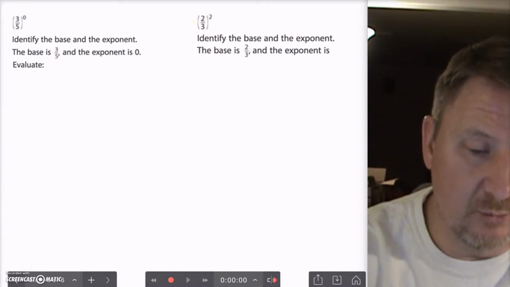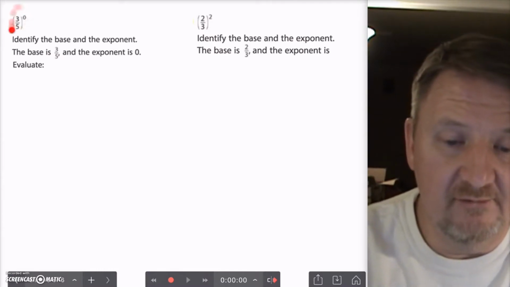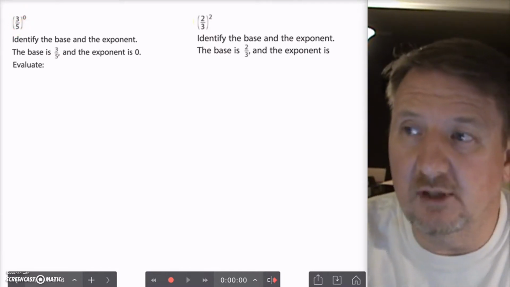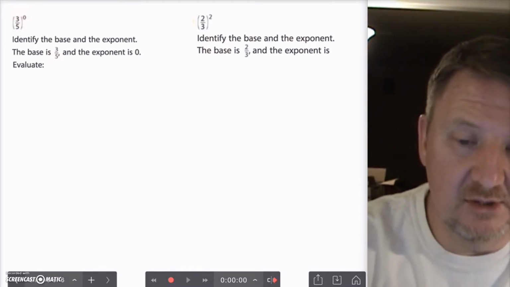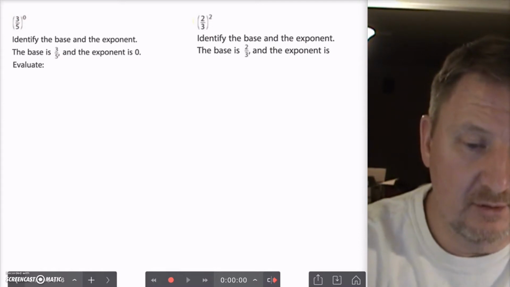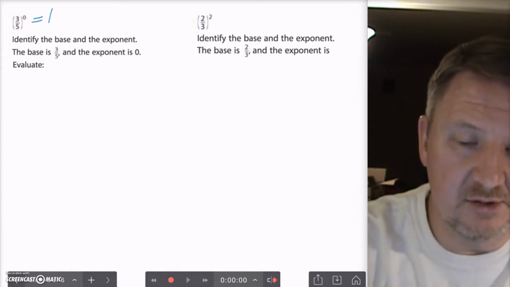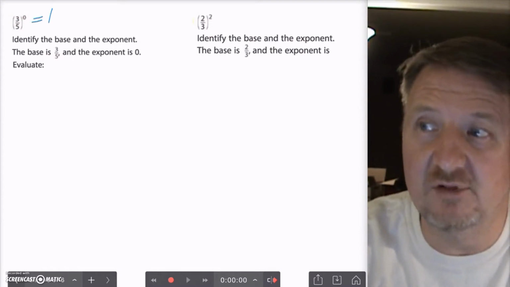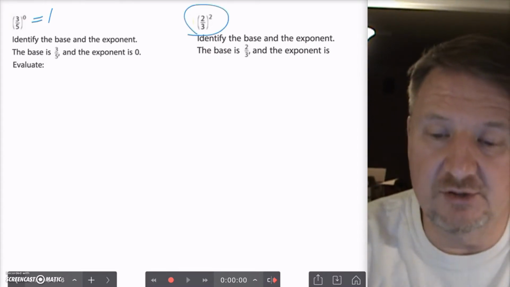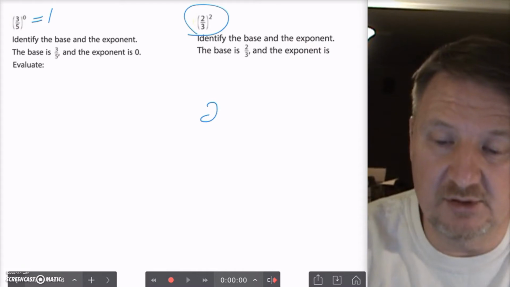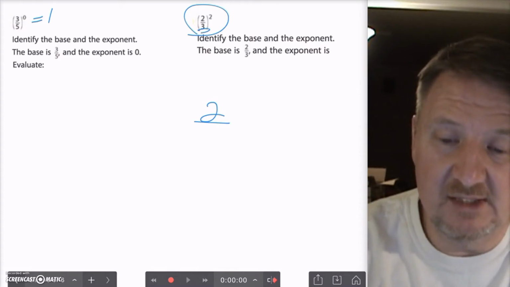Let's look at a couple more examples and we're done. 3/5 to the 0 power. If you remember just a couple slides ago, I said anything raised to the 0 power is going to be 1. You don't even have to do any math to figure that out. Now we've got another fraction. 2/3 to the 2nd power. Identifying the base, it is 2/3.